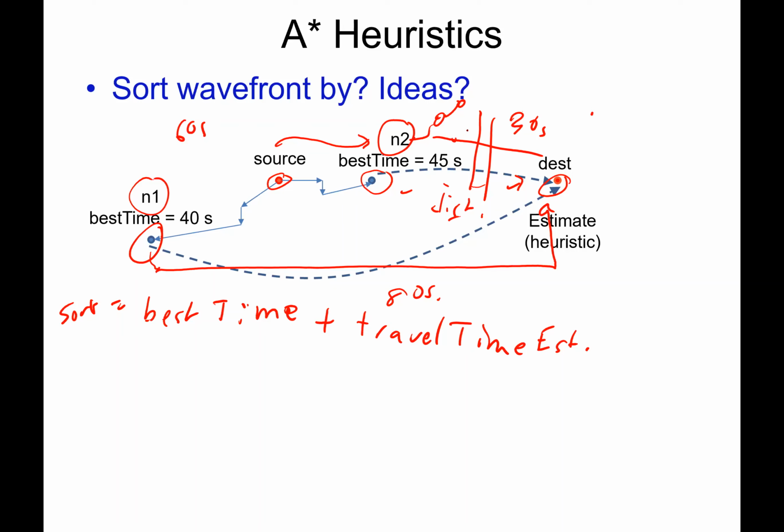But if we find that we're wrong, as we go on to other nodes, what's going to happen is this best time is going to increase. So we go on to a node N3 next. So we take N2 off the wavefront. We find N3 is one of its neighbors. We find that we can get to N3 with a total time of 55 seconds. And we still estimate that the travel time to the destination is good, maybe 20 seconds. So then we'd estimate our total time is 75 seconds, still better than the 100 seconds we have over here.